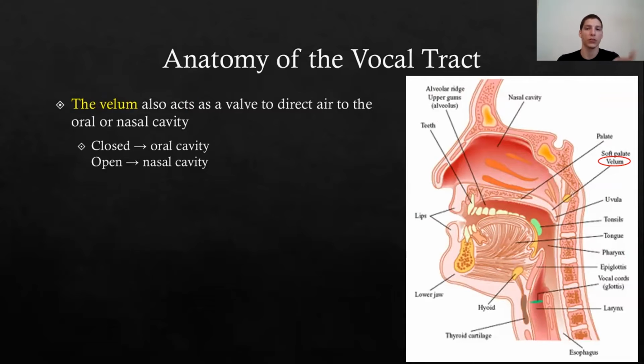So if the velum is closed, instead of going up into the nasal cavity, it will sort of make a turn into the oral cavity. But if it's open, then air will just go straight up into the nasal cavity. So that's the function of the velum, in addition to being a place of articulation where you can constrict airflow. It also decides which of the cavities in your face air will go to.